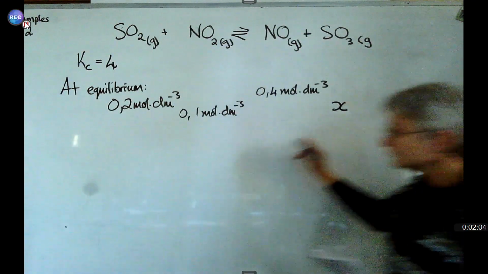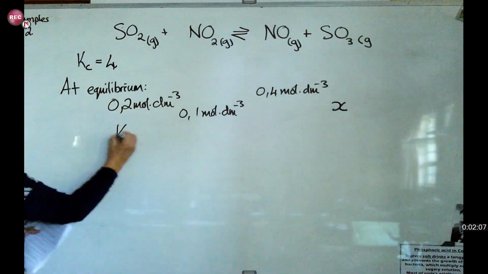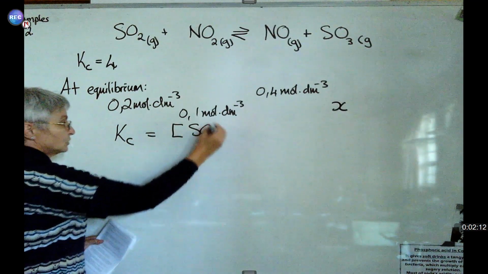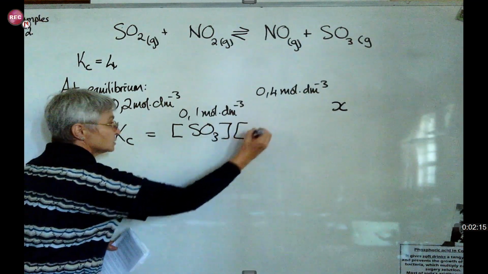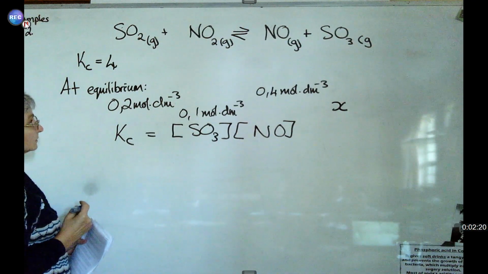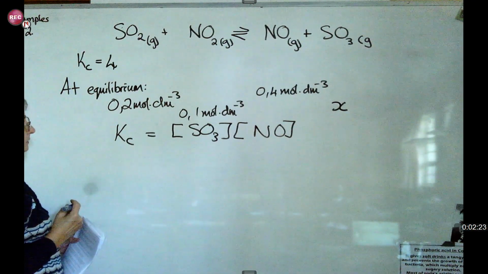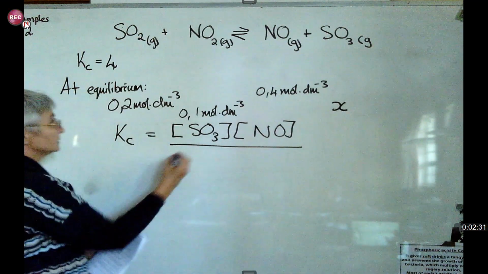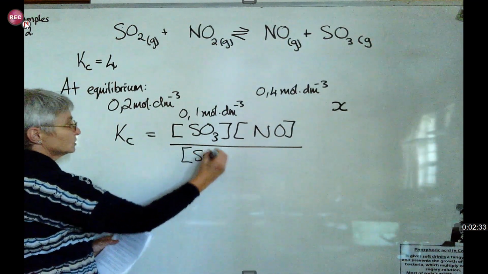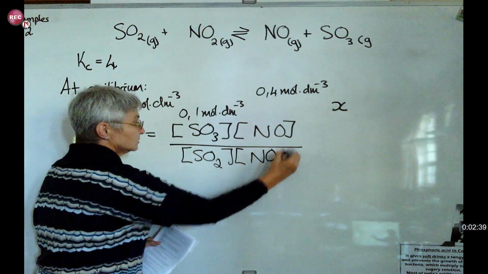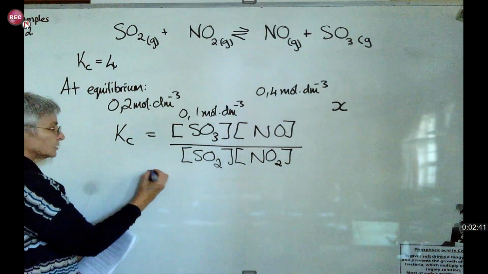The first thing we need to do is get the correct expression for Kc. It's the concentration of SO3 times the concentration of NO, divided by the concentration of SO2 times the concentration of NO2. Is the equation balanced, by the way? The mole ratio is 1 to 1 to 1 to 1. Yes, it's balanced, oxygen is balanced. So there are no powers here other than 1.